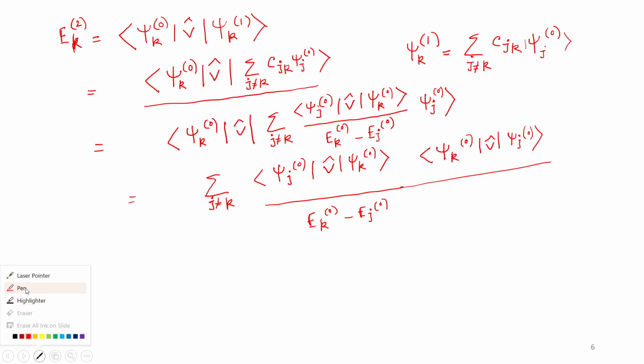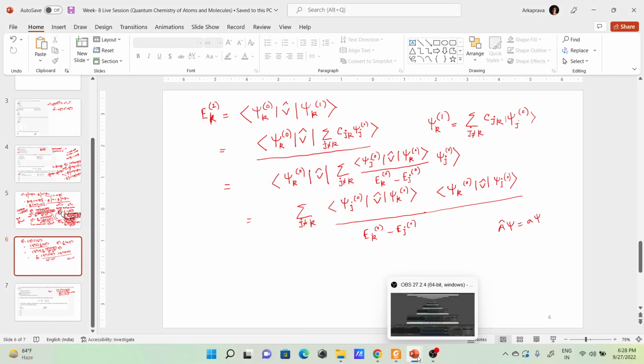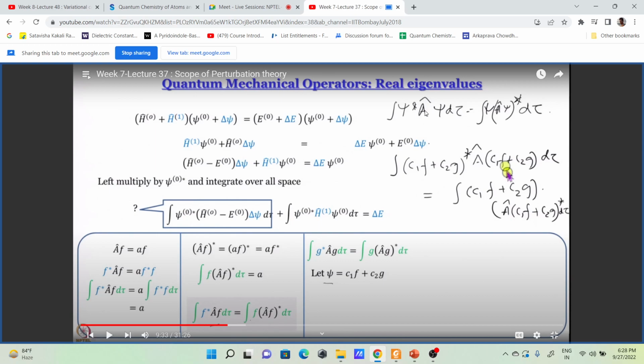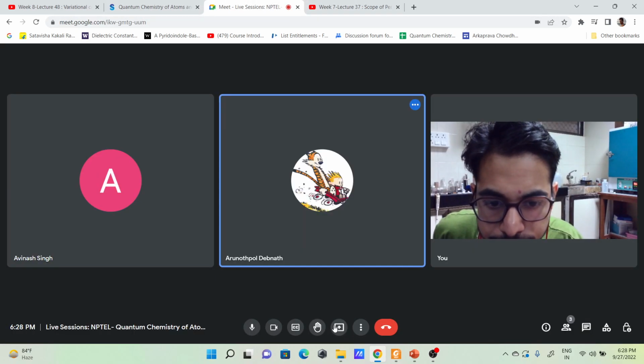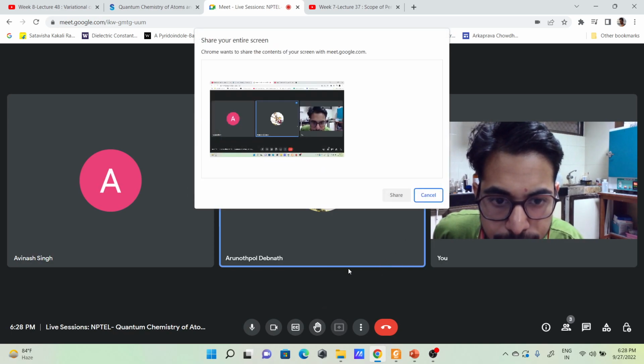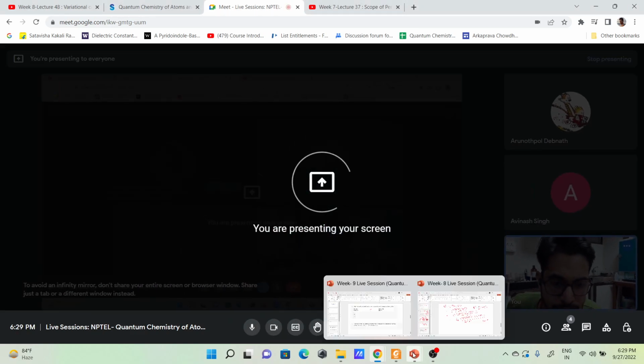So let me write it. We already know that suppose A is the operator and psi is the wave function. You need to change the share. Yeah, sorry, screen froze. Thank you. Now I think you're able to see what I'm writing.